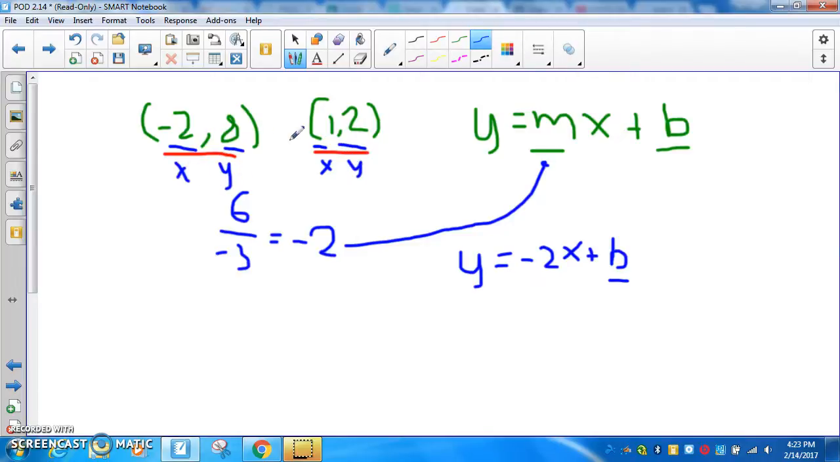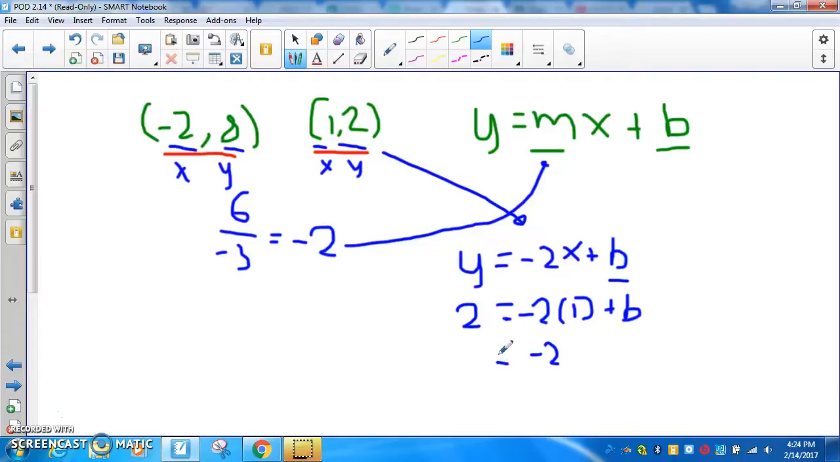You can pick either one of these ordered pairs. I personally like 1, 2. It looks easier, and I'm literally going to plug this into my equation in order to solve for b. If I plug in 1 next to -2 for x, what this means is, if 1, 2 is actually an ordered pair solution, when I plug in 1, I have to get out 2. But as of right now, if I plug in 1, I get out -2.